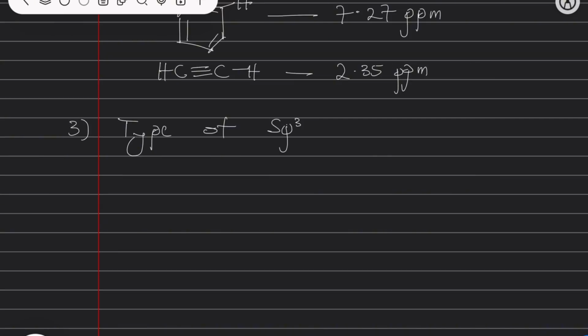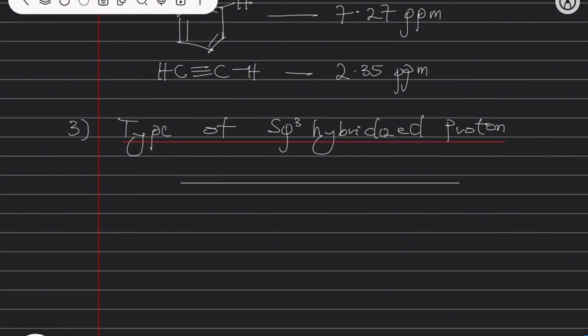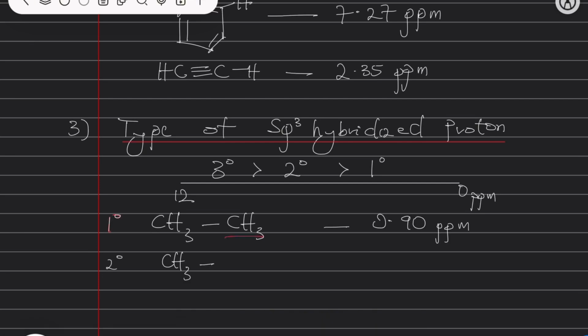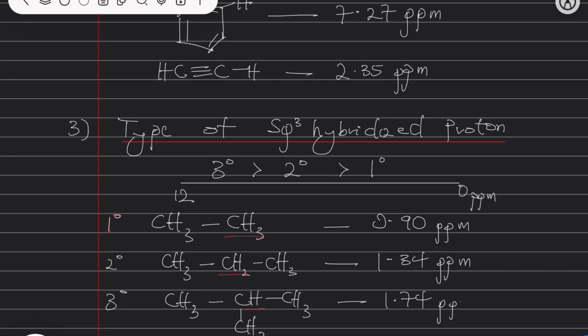Another factor that affects proton NMR chemical shift is the type of sp3 hybridized proton. In the type of sp3 hybridized proton, we have the primary, secondary, and the tertiary. The tertiary sp3 hybridized proton is more downfield, followed by secondary, and the primary is the least. Tertiary sp3 hybridized proton is the proton with 3 alkyl groups, while secondary is the proton with 2 alkyl groups, while the primary is the proton with 1 alkyl group.